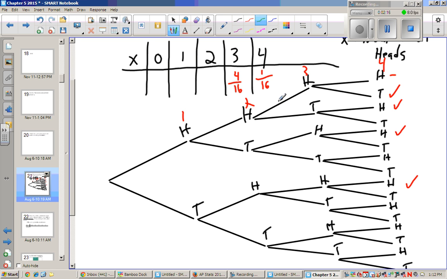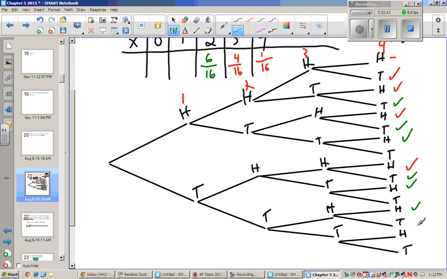Two heads, I'll use a different color. We have 1, 2, 3, 4, 5, 6. That looks like it was 6 times out of 16. And then one head, I got one there, one there, one there, one there. So that's 4 times out of 16. And then 0 heads. That's all tails. That's 1 out of 16.